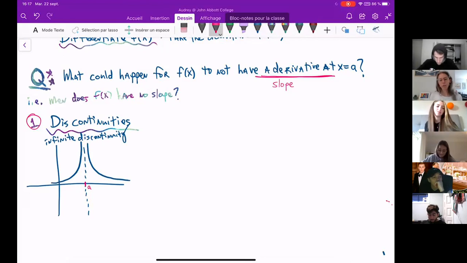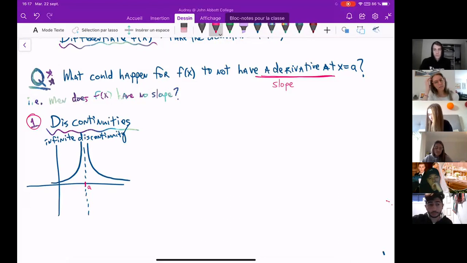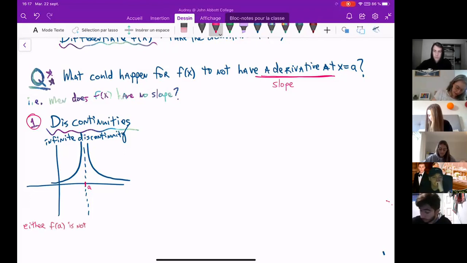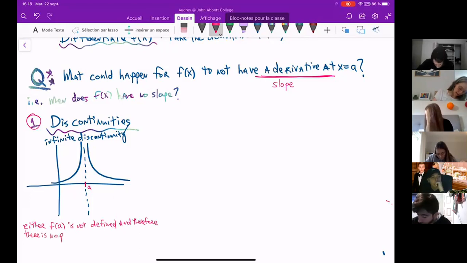With how I have drawn this, is f of a defined? No. And if it's not defined, if there's no point, is there a place for me to draw my tangent line? No. So that's one possibility of what could happen here. Either f of a is not defined, and therefore there is no place for me to draw the tangent line.